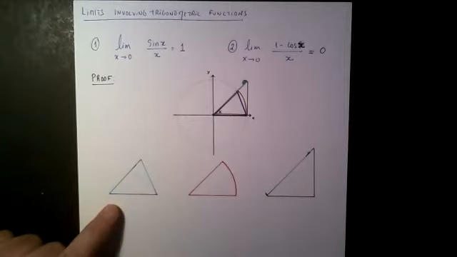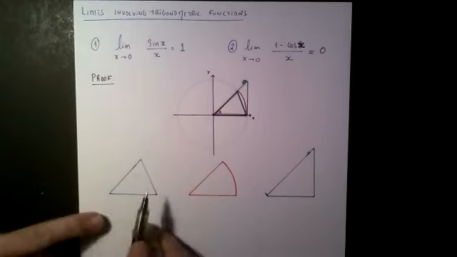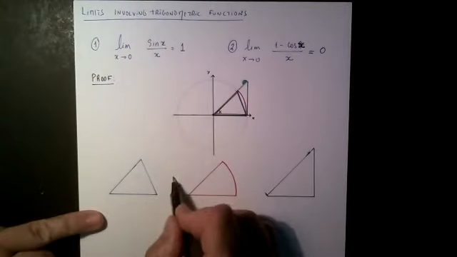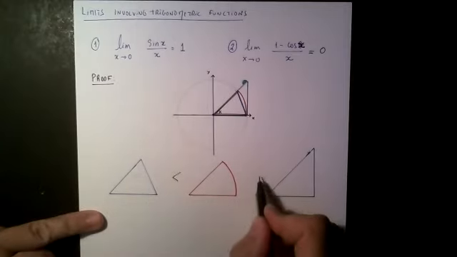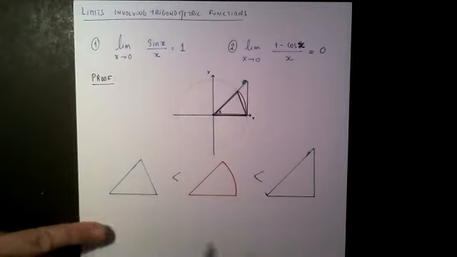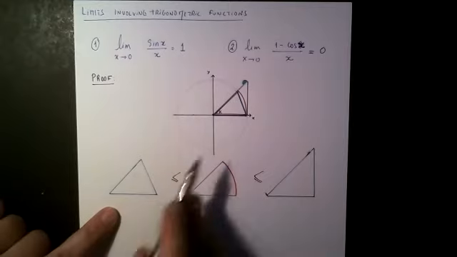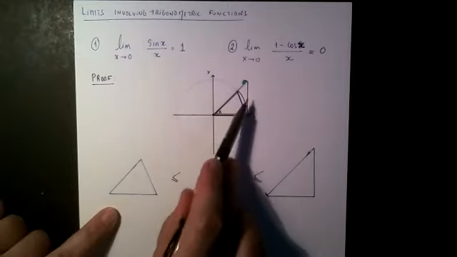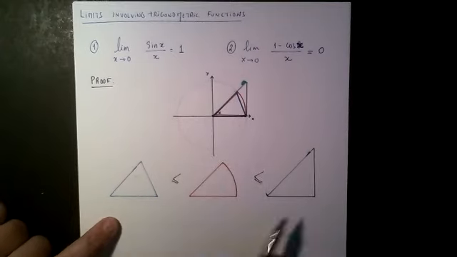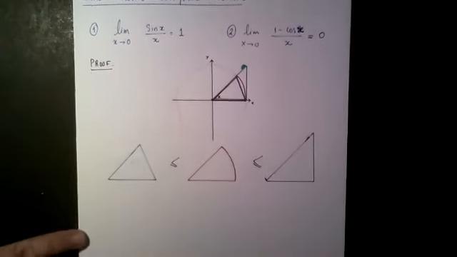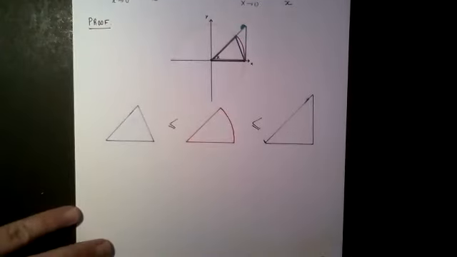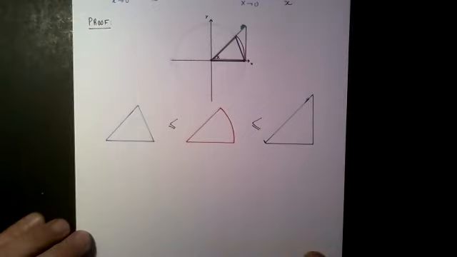Okay, so this area is definitely smaller than this one, which is definitely smaller than this one. Do you agree with this? Okay, the blue, as you see, the blue is inside the red and the red is inside the green. So this is the order. Any questions before I continue?